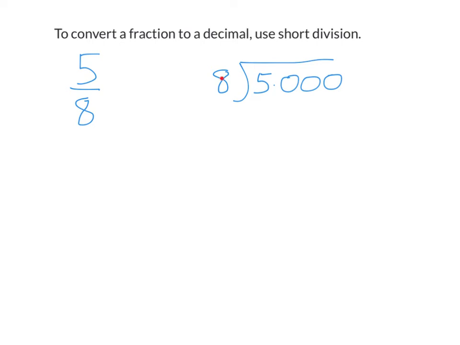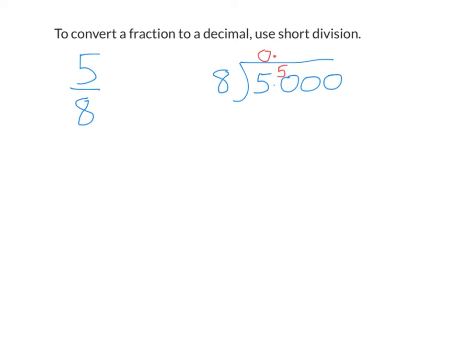We say, how many times does 8 go into 5? Well, the answer is 0, remainder 5. So we put a 0 here, the remainder goes up here. Very important when you use short division, the decimal point needs to go above the decimal point. So now we say, how many times does 8 go into 50?